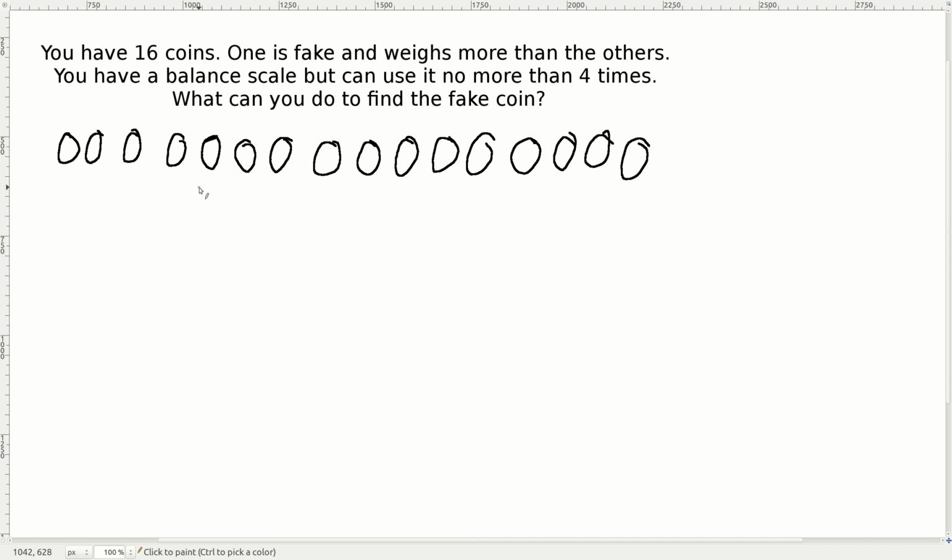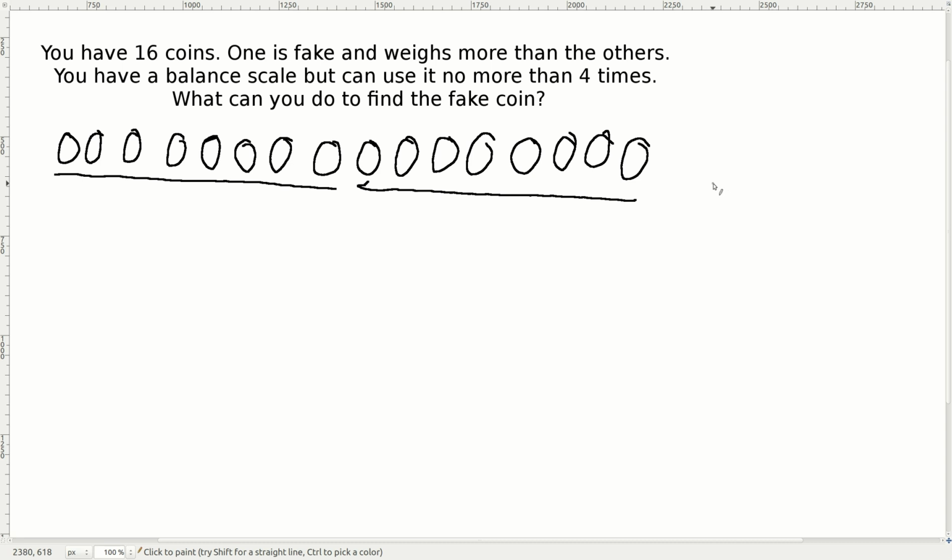One approach that you could take would be to split the coins into halves, into groups of 8, and then weigh those groups of 8 against each other. And if one group is heavier than the other, then that means that the fake is in that heavier group. So let's say that in our case, this right-hand group was the heavier one.